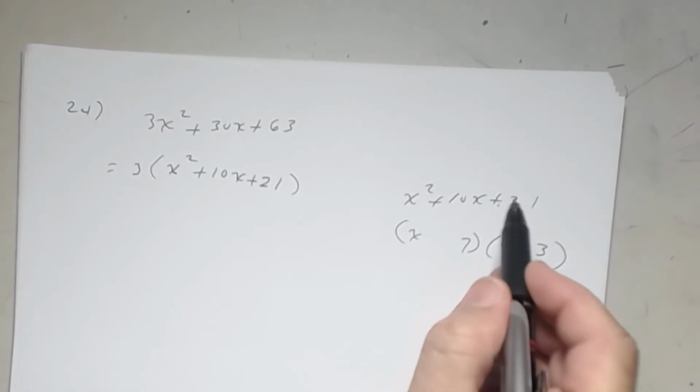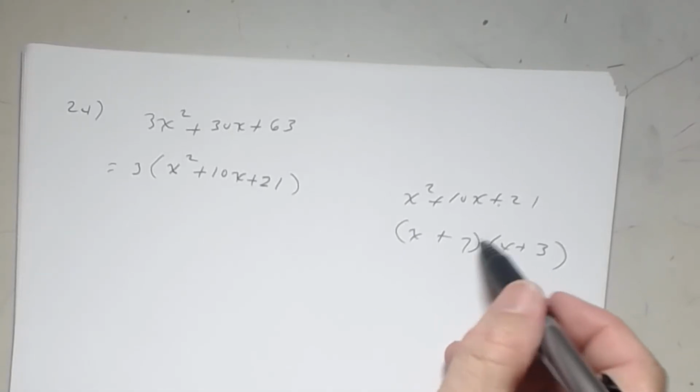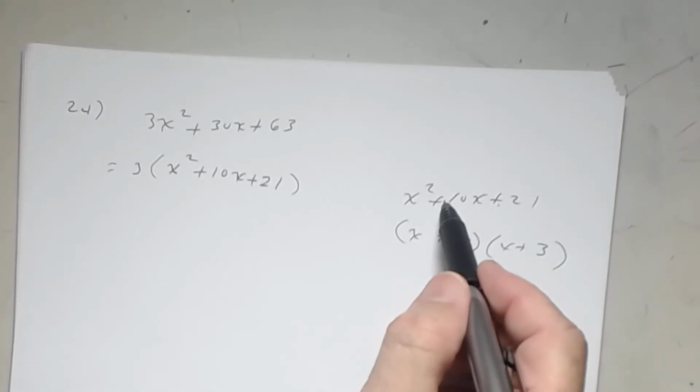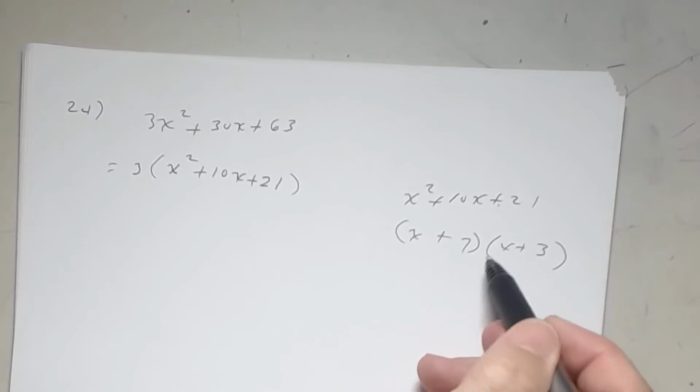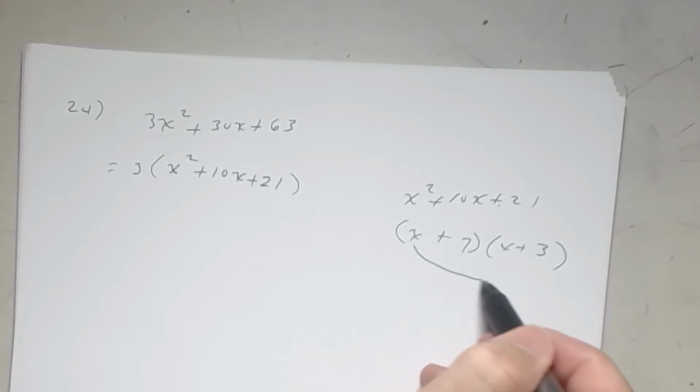Last sign's positive, so it's going to be a plus. It's going to be both positives in here, right? If this was a negative 10x, you would say both what? Negative. All right. Now, once you fill this out, don't automatically assume it's your answer. You've got to check the outer and the inner.